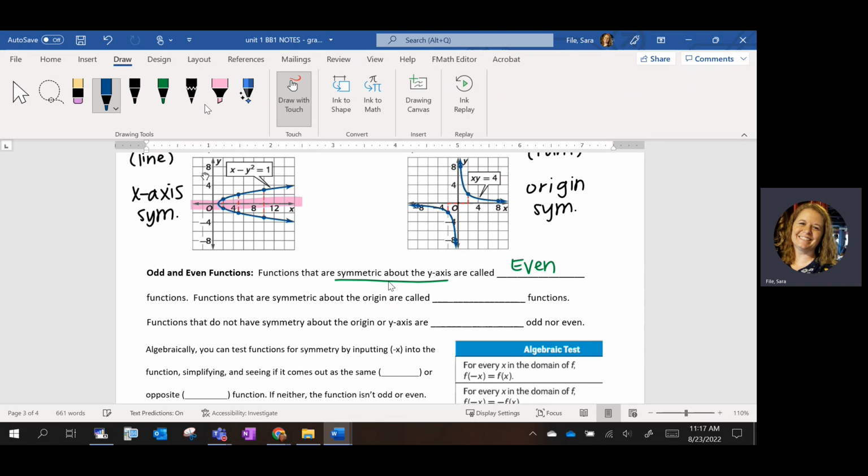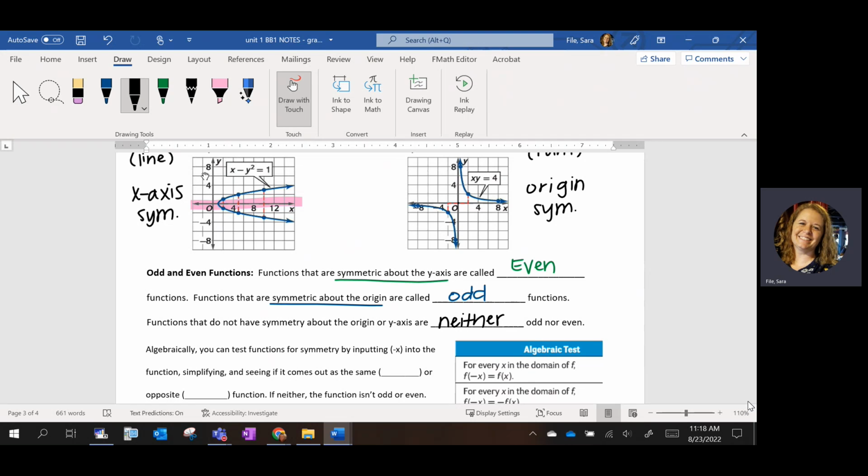All right. So symmetric about the y-axis, it's an even function. If it's symmetric about the origin, we say that is an odd function. Now, what about this one that we just did? Was this symmetric about the y or the origin? If a function does not have symmetry about the origin or the y-axis, you simply say that it is neither odd nor even. It does not have to be odd or even. It can be neither.